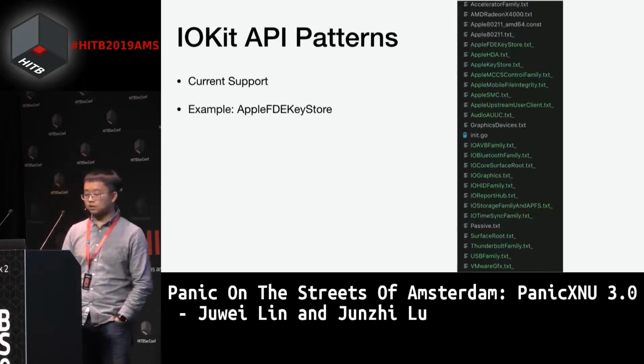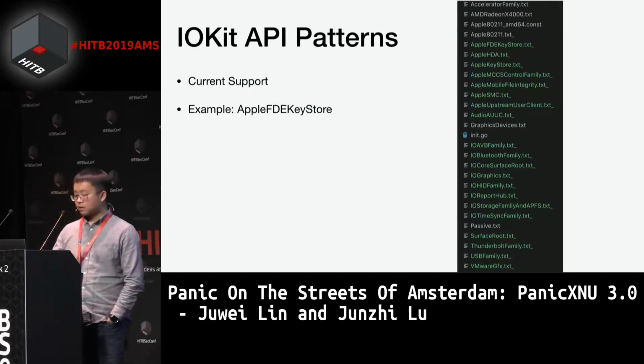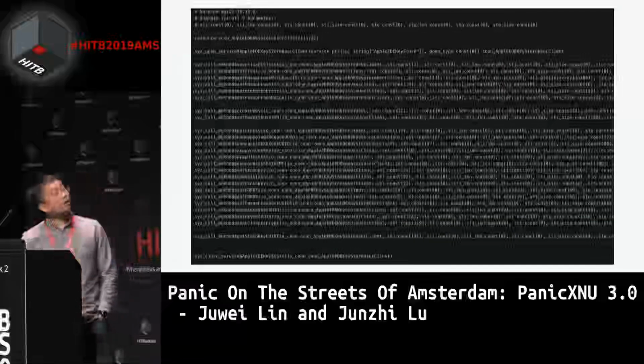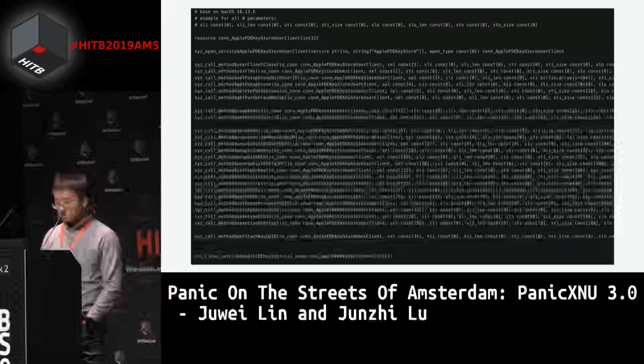Okay, let's see the result. Currently, we already extracted some API patterns from a lot of the IOKit modules. For example, the accelerate family, the IOAVB family, and IOHID family, and so on. Let's see an example, the Apple FDE key store. This is an example of this module.